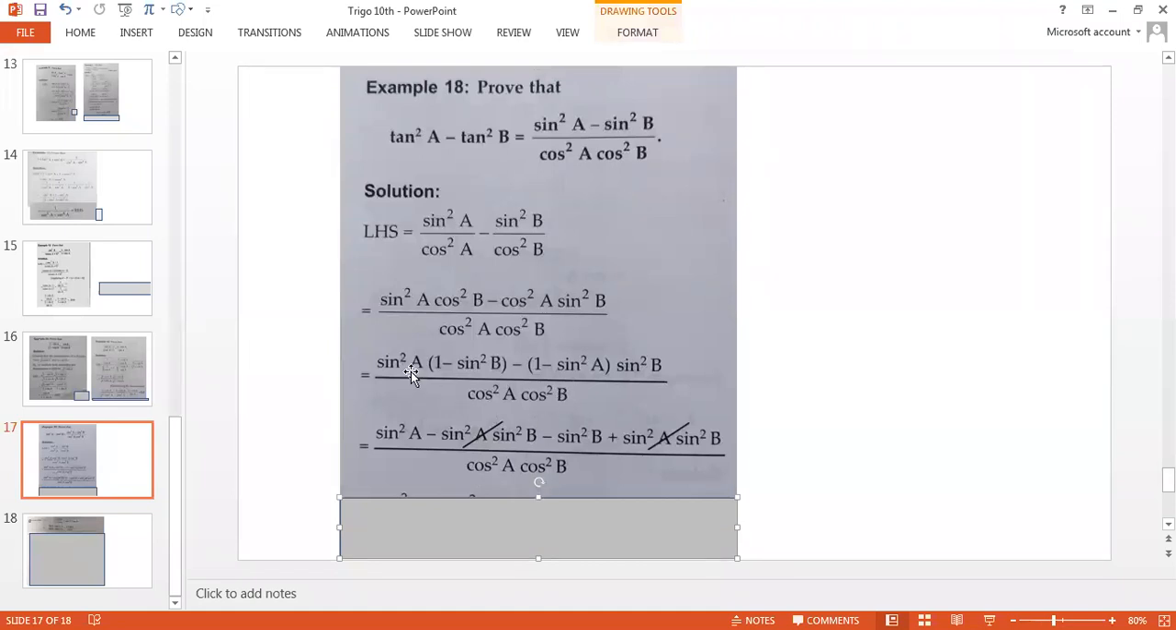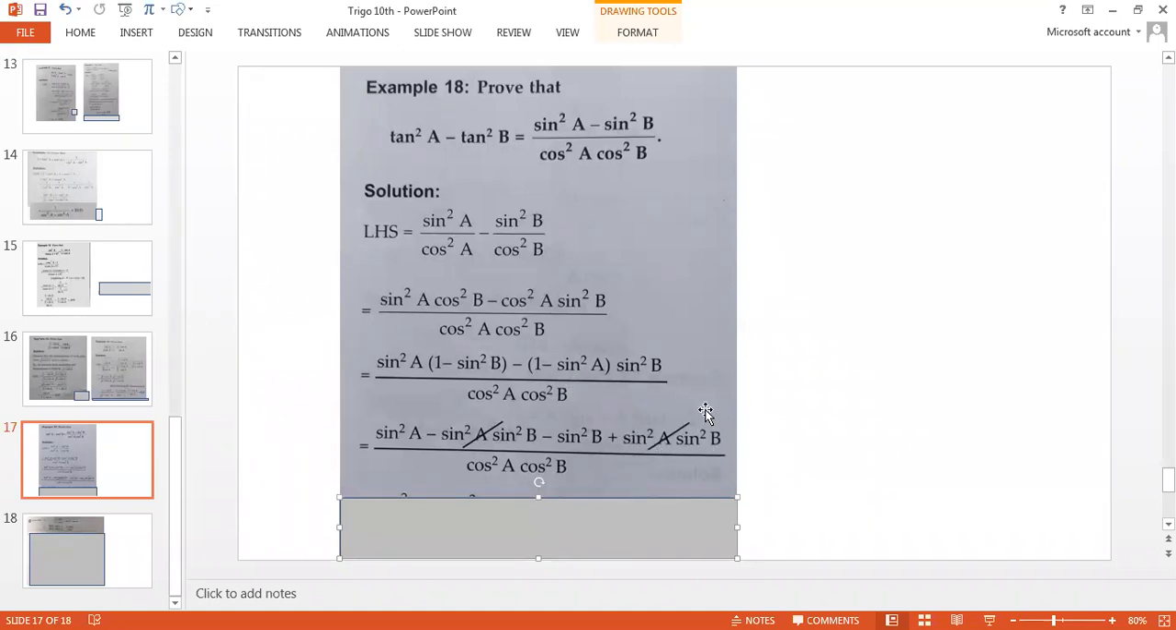I hope you understood. I'll repeat this step. Sin square A over here. Sin square A into minus sin square B will become minus sin square A sin square B. And now it's minus sin square B into 1 minus sin square A. So how are we going to do that, student? Look at this. Minus sin square B and minus sin square B into minus sin square A will become plus sin square A into sin square B.